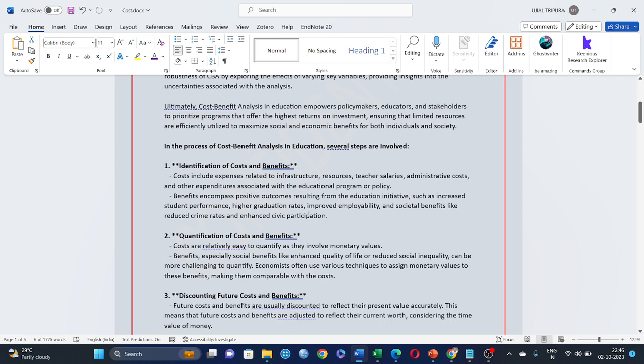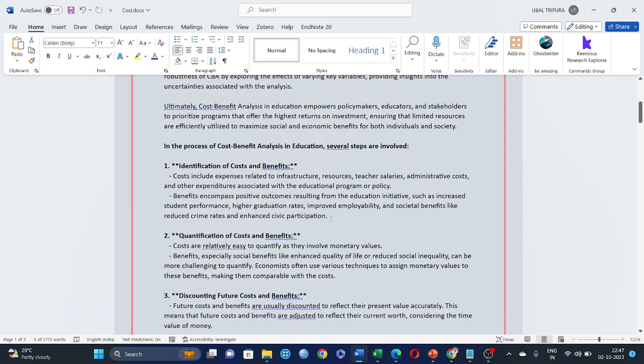Now the benefits are the positive returns and outcomes, like student performance, which contributes to the development of the nation, as they will do something creative in higher education. The higher education rate should grow, then improved employability within the society, the state or the country, and societal benefits. There will not be any crime, and civic participation will be beneficial for the country. So these have to be identified.